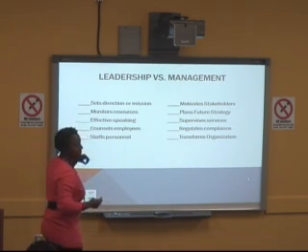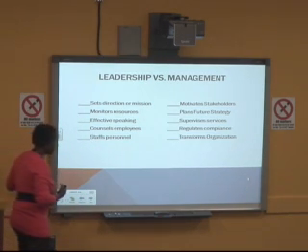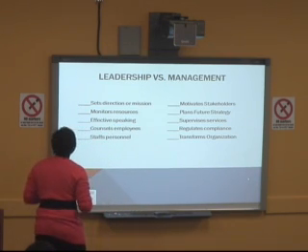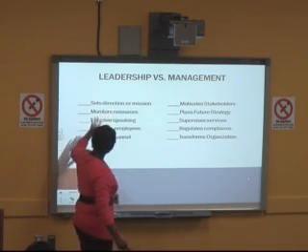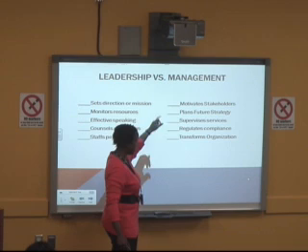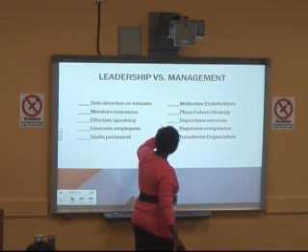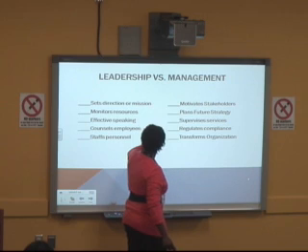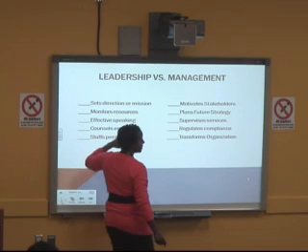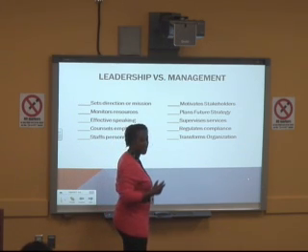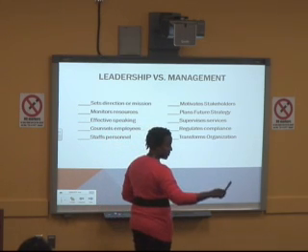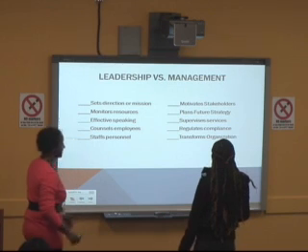We're going to do a little activity in class right now. I need volunteers to come up, and you see characteristics here. If you think it's a leadership characteristic, I need you to put an L. If you think it's a management duty, characteristic, skill, or responsibility, I need you to put an M. So who wants to be first? Everybody gets to do one. Choose which one you want. No pressure.